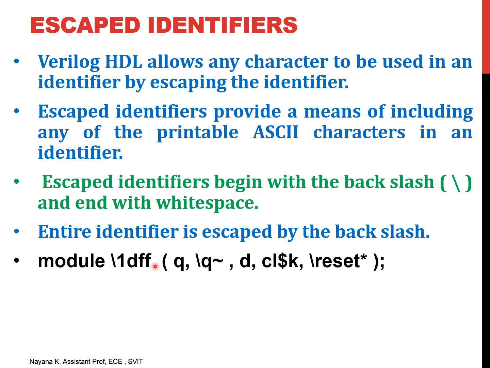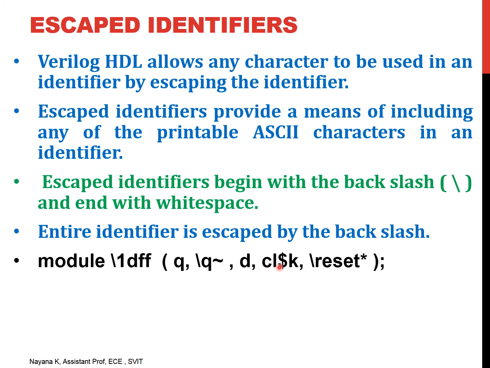So I have included a space here. When you prefix it with a backslash and end it with a white space, this becomes an escaped identifier and it is accepted by Verilog. Similarly, in the port list here, you can observe we have Q bar. But how is Q bar written over here? Q complement, with the not symbol, the tilde symbol. This is a special character and it is actually not allowed in Verilog. But if you want to use that, then we have prefixed this particular identifier with a backslash and we have ended it with a space.